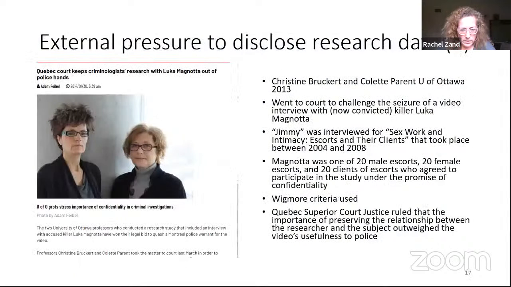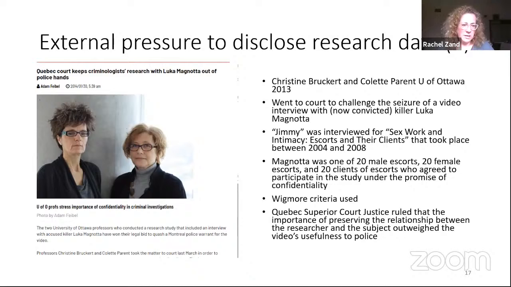So the second one that I'm going to talk about probably has a little bit more ethically challenging dynamics to it. And you may want to consider whether this was in fact the right call or not. This was around the Luka Magnotta case. So I don't know if people remember Luka Magnotta. He is a convicted killer of a student in Montreal, and he also had mailed body parts to politicians. This was several years ago.